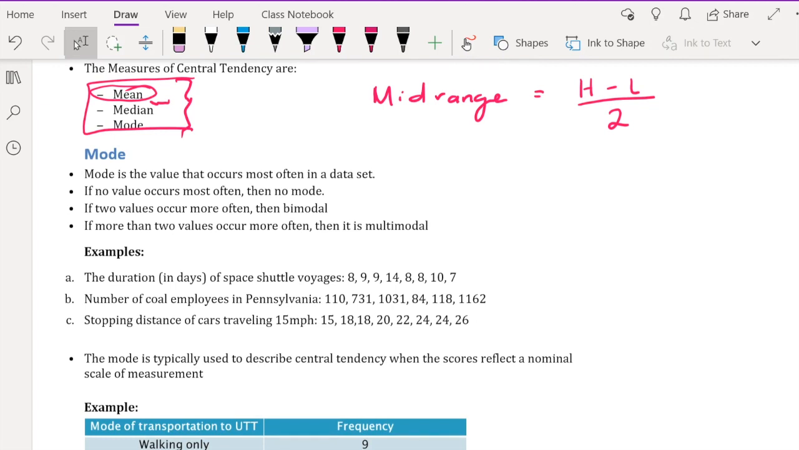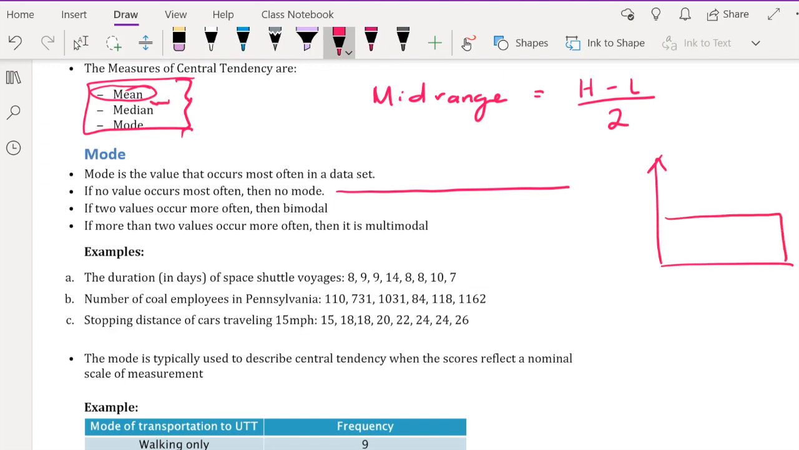The mode is the value that occurs most often in a data set. If you don't have a value that occurs often, you are not going to have a mode. In that case, you would have a distribution where all of the observations have the same frequency. Remember, the name for that is the uniform distribution, or some authors call it a rectangular distribution.